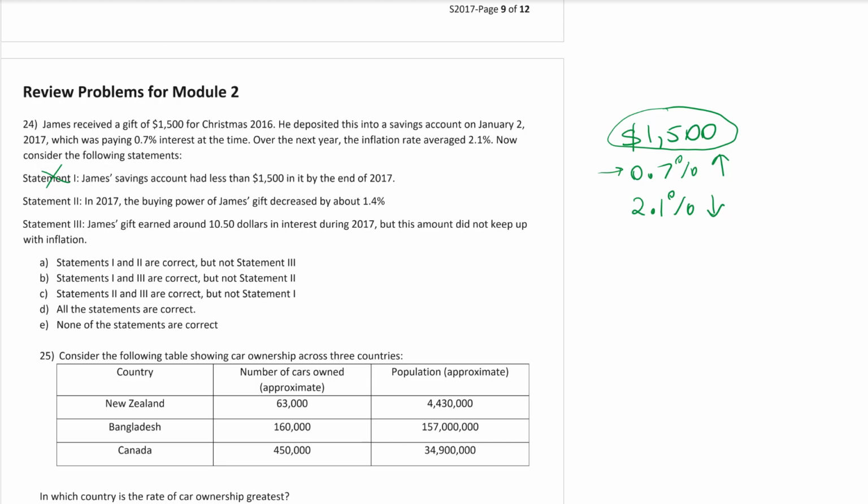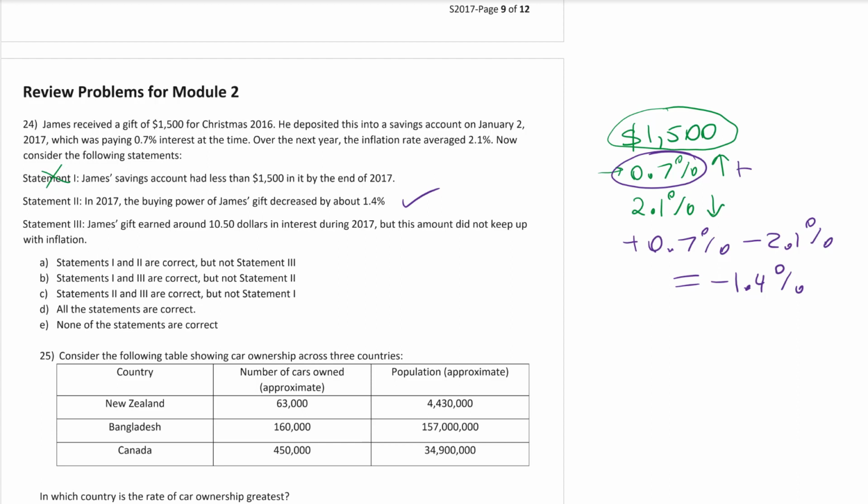What that means is, if this one is making the value of the money go up by 7%, then inflation is going to put the value of the money down. It's not actually going to change the dollar amount. He's going to have more money, but the buying power of it is going to decline. 0.7 take away 2.1 equals a decline of 1.4%. So that statement is actually true.